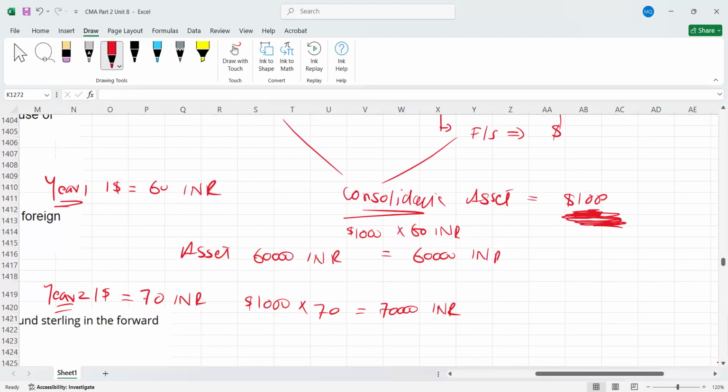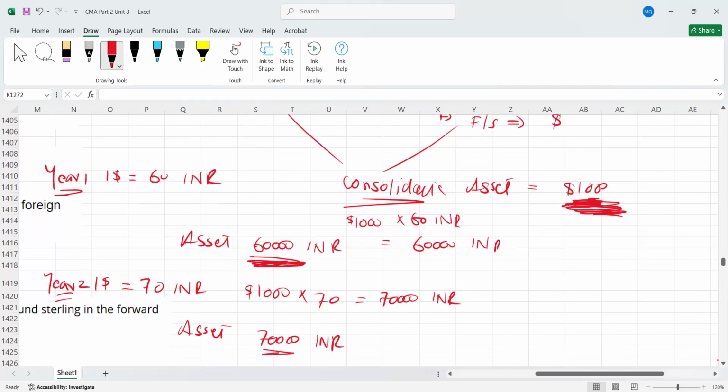It's 70,000 Indian rupees. Now again, they will record this asset at what? 70,000 Indian rupees. Actually, guys, previously this asset was recorded at 60, and now this asset is recorded at 70. So how much gain do you think there is? How much gain is there? 10,000 Indian rupees. Okay, 10,000.